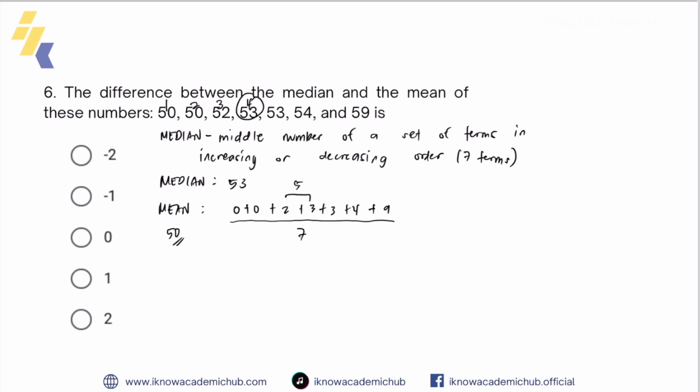Okay, so this is 5, this is 7, and 9. That gives us 21 over 7. So this is 3. And we add 3 to 50, we have the mean of 53. So what's the difference between the median and the mean? That is 53 minus 53 equals 0. So this is the correct answer.